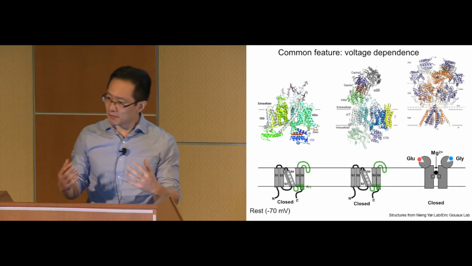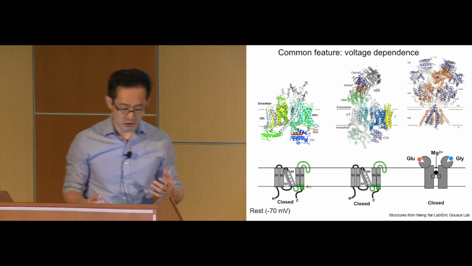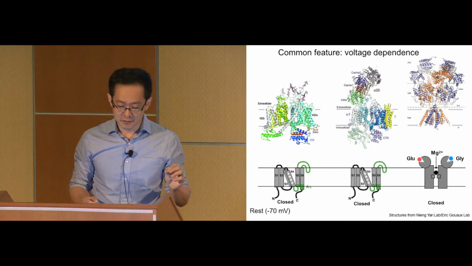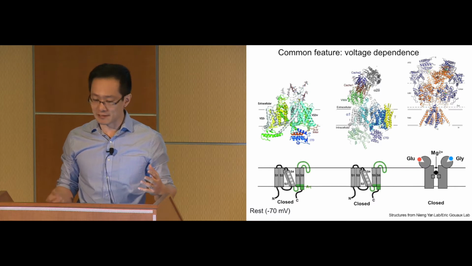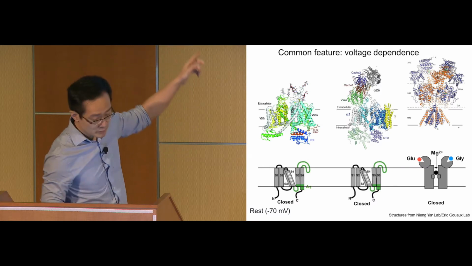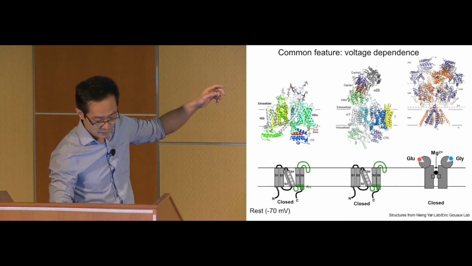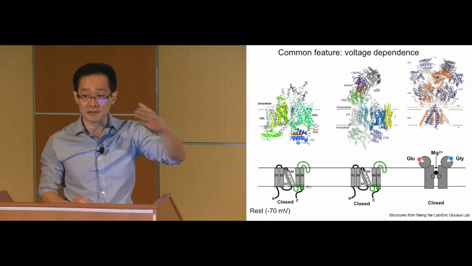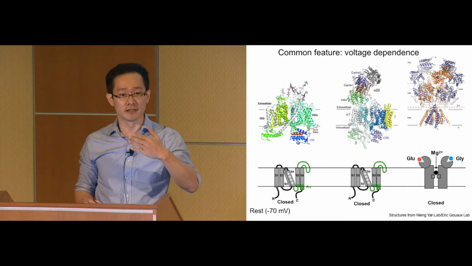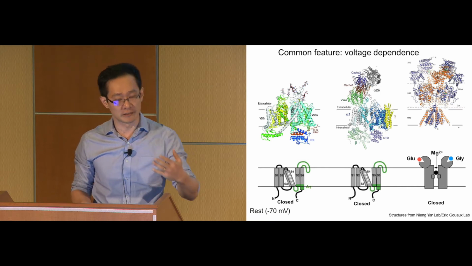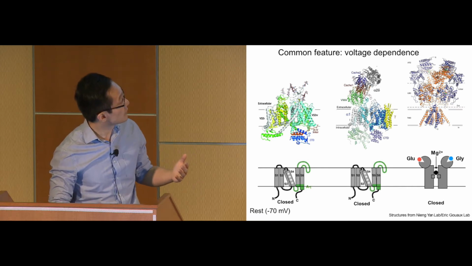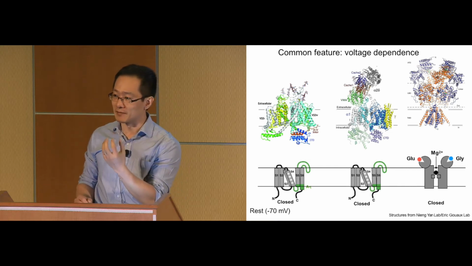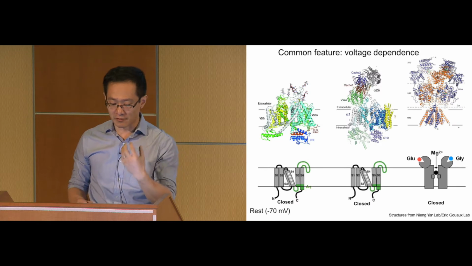I picked these three channels because they share a common feature: they are all voltage dependent. The reason they are voltage dependent is because of their transmembrane domain. For the voltage-gated sodium and calcium channels, it contains an array of positively charged amino acid residues like arginine. For the NMDA receptor, there is a positively charged magnesium ion stuck in the pore to block the current flow.